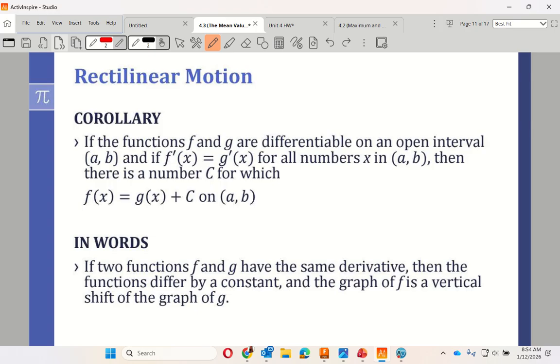Another one. If the functions f and g are differentiable on an open interval from a to b, and f prime of x is equal to g prime of x for all numbers x in a to b, then there is a number c for which f of x is equal to g of x plus c.